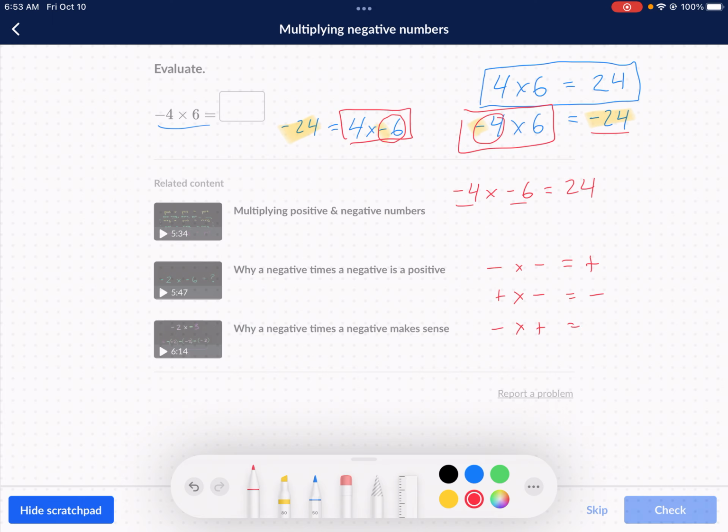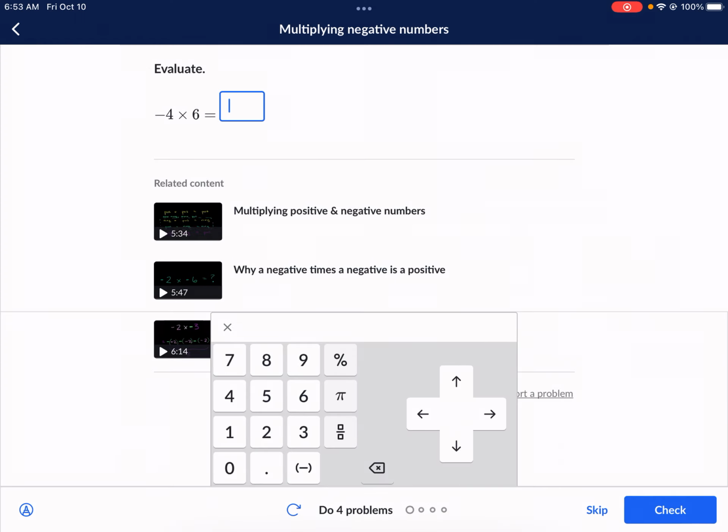So I'm making a chart here that's going to be pretty useful. Anytime you have a positive times a positive, you're going to get a positive. Negative times a negative is a positive. But then anytime these signs are opposite each other, it's going to give a negative answer. So for this one, one's a negative, one's a positive, so it's going to give you a negative 24. You just multiply it just like normal.